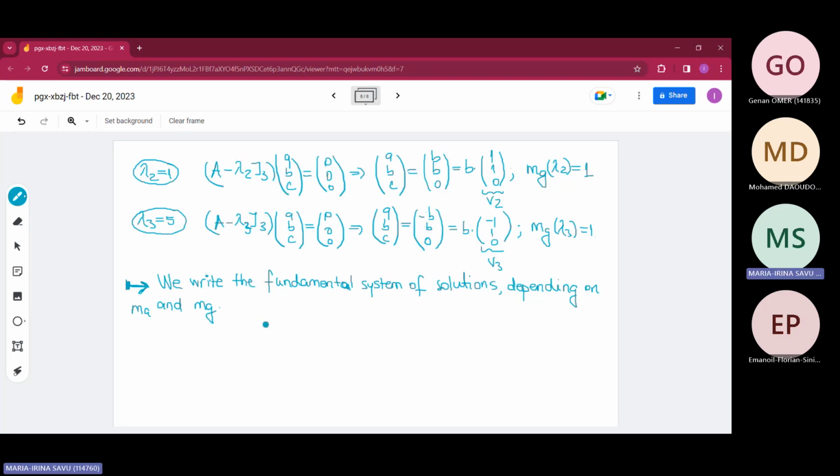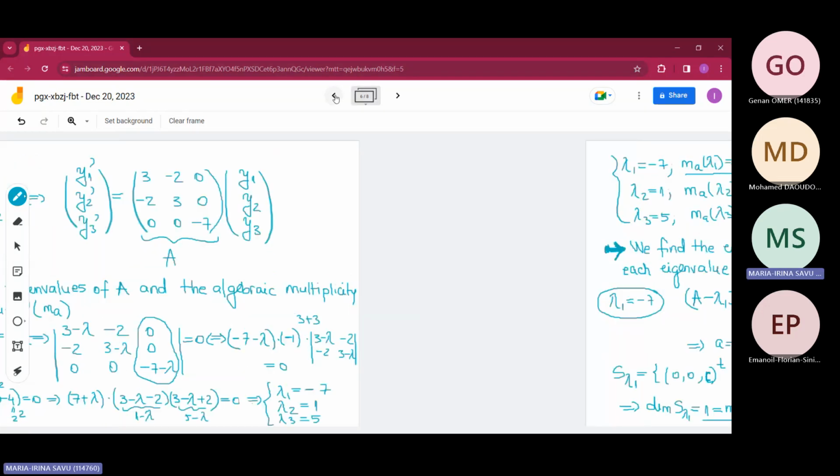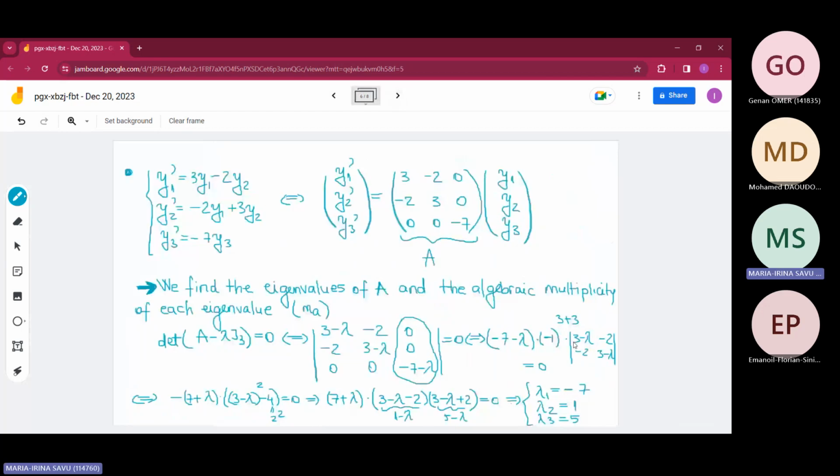Let me give you some explanations here because I suppose this is the part that you didn't understand well. Yes. The idea is the following. Here, this system is a homogeneous system. Why is this system homogeneous?